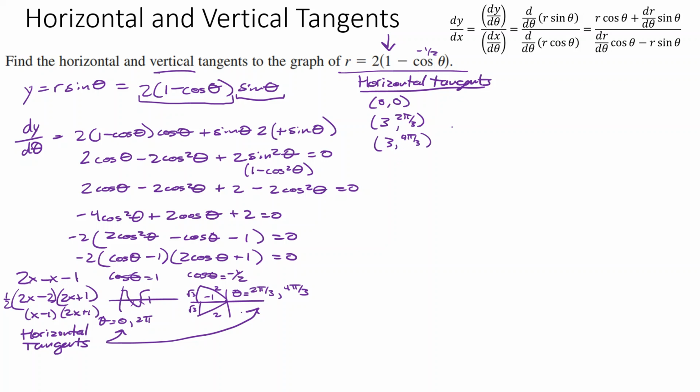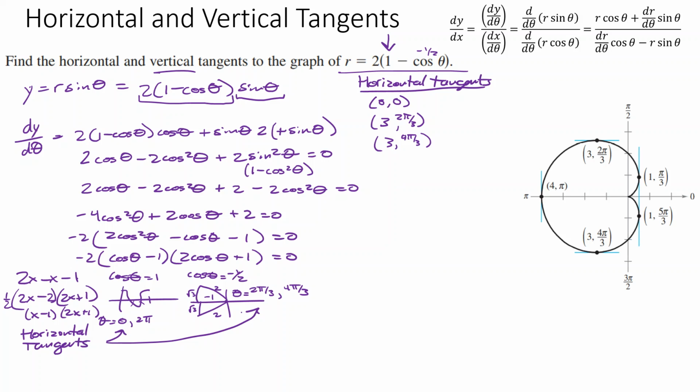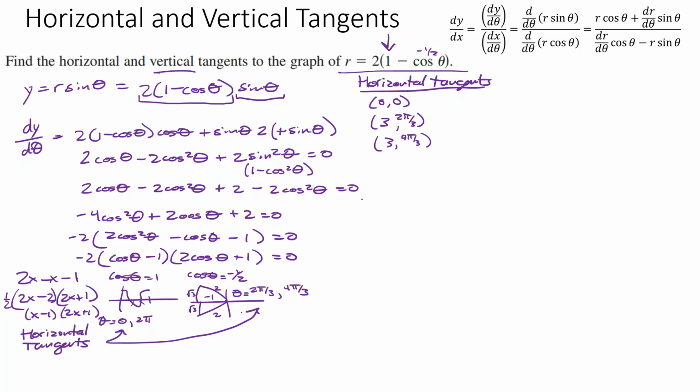Now to find the vertical tangents, I don't know if I have room because the graph's going to come in here in a minute. To find our vertical tangents, we're going to say x equals r cosine of theta. We plug in for r, so x is going to be 2 times 1 minus cosine of theta times another cosine of theta. If we want to simplify first, we can do that as well. I'll show you a different way. So this would be 2 cosine theta minus 2 cosine squared theta.